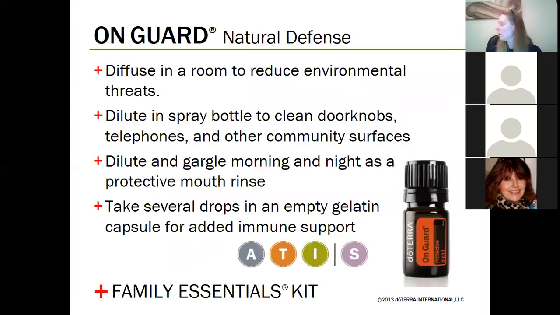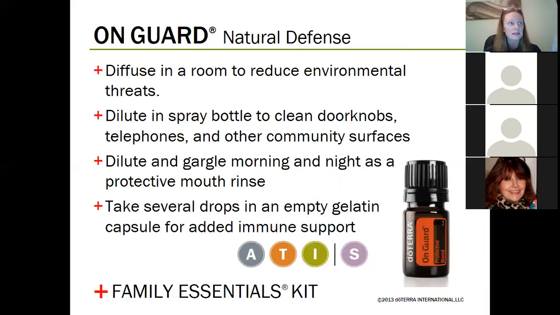Okay, so On Guard is the next oil, and this is one of our blends of oil. This is a natural defense. Here it is. It's got a whole host of different oils all blended together to boost your immune system. So it helps to reduce any environmental threats, so UV rays, air pollution, anything like that, any bugs that might be flying around.